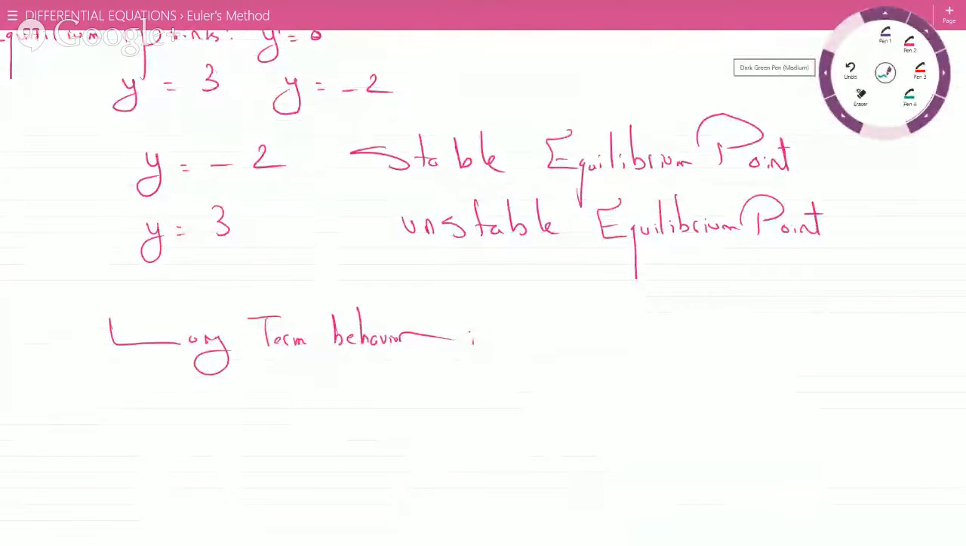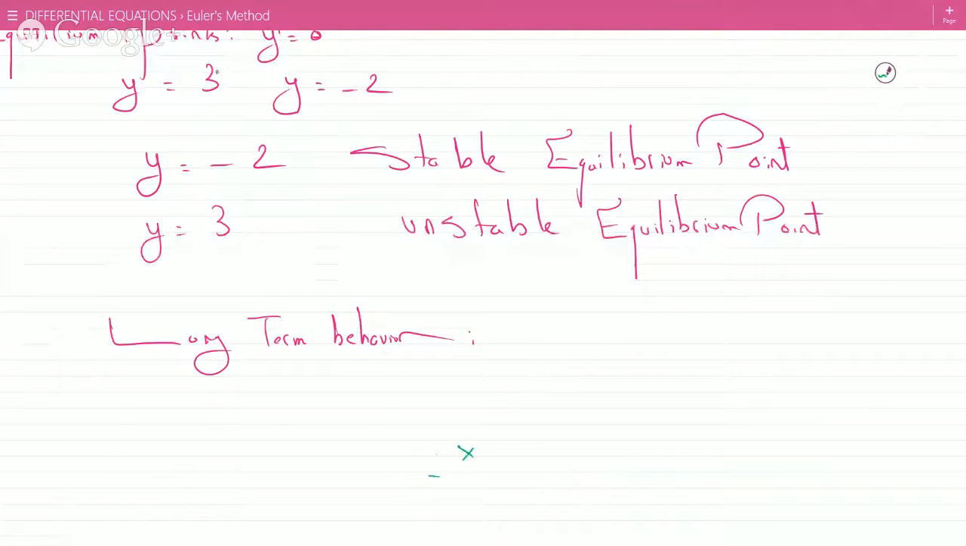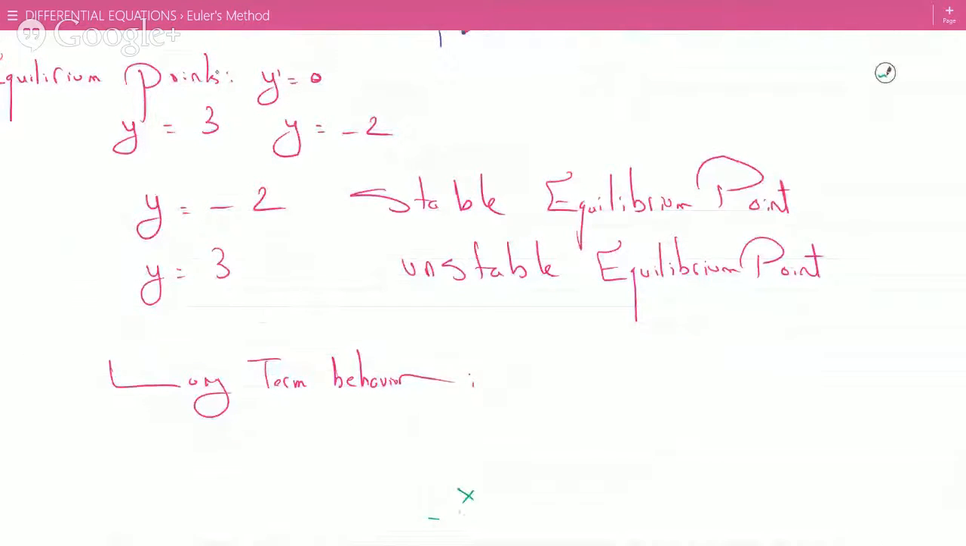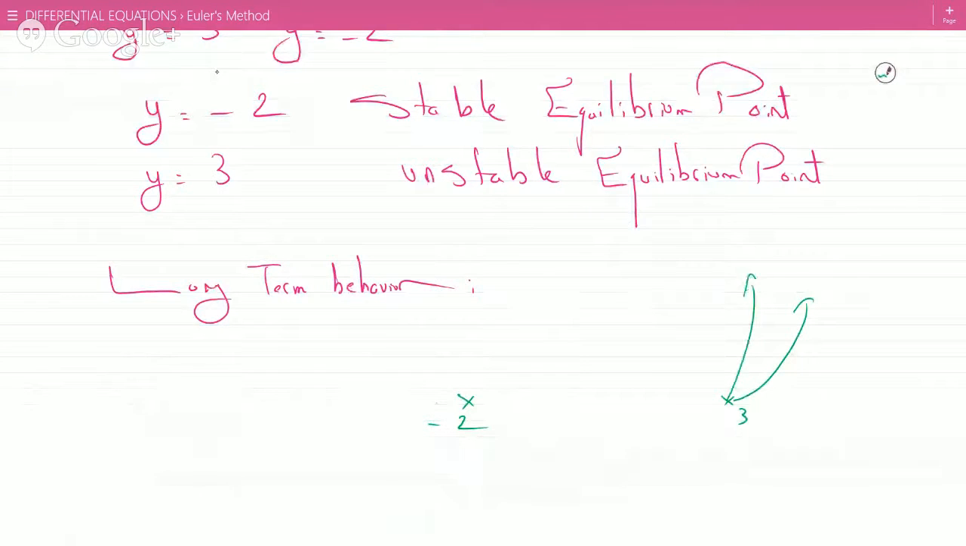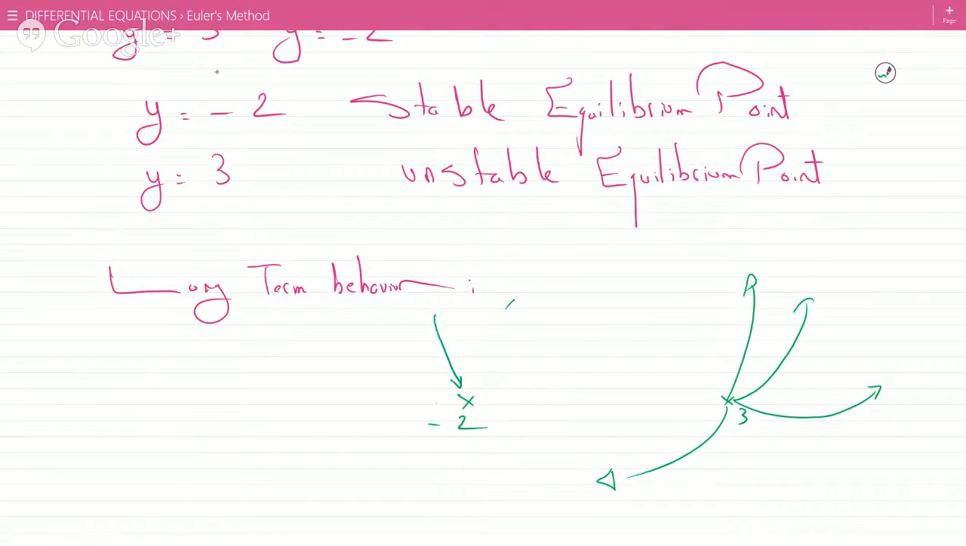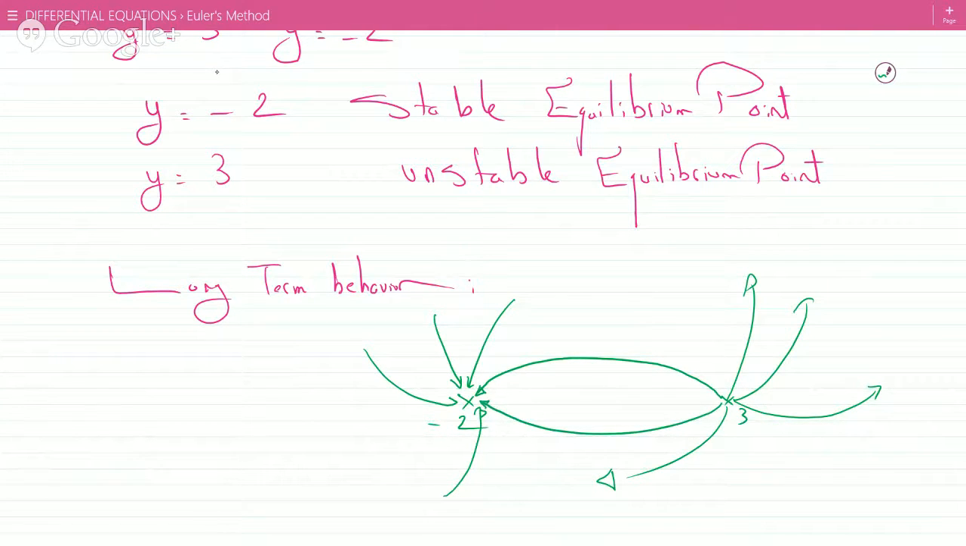So if, let's say, -2 is here and 3 is here, you are going away from 3 and you are approaching -2. So that's kind of the long-term behavior. All right, I got it. You get it? So this is the 3, and this guy here is the -2. That has to do with the stability.